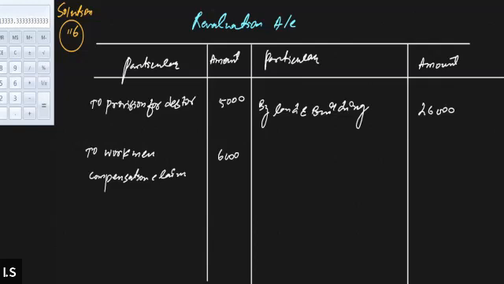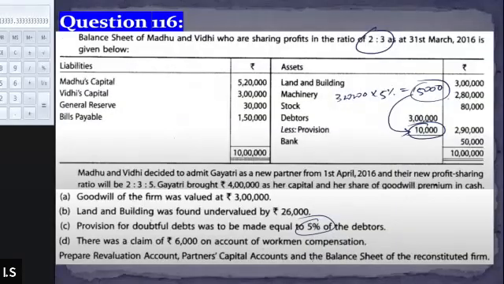What else is there that can affect the revaluation? I don't think there is any other thing given in the question that can affect the revaluation. That means we can just close the revaluation account. Nothing is there.